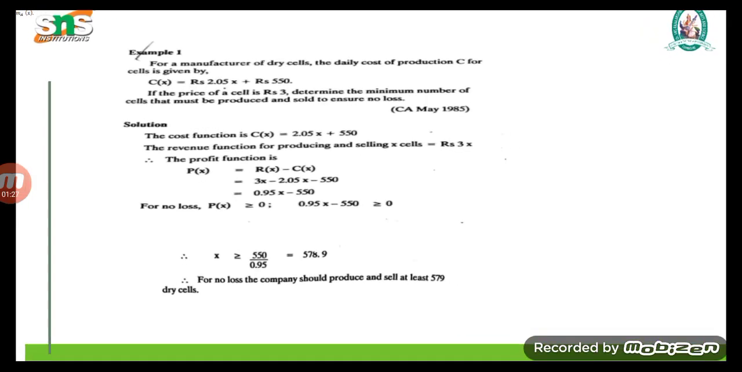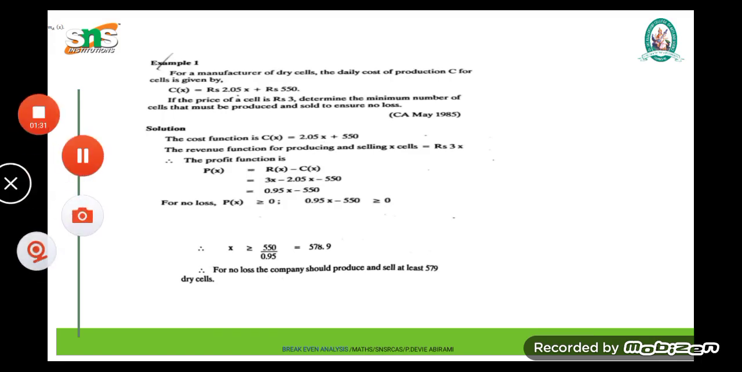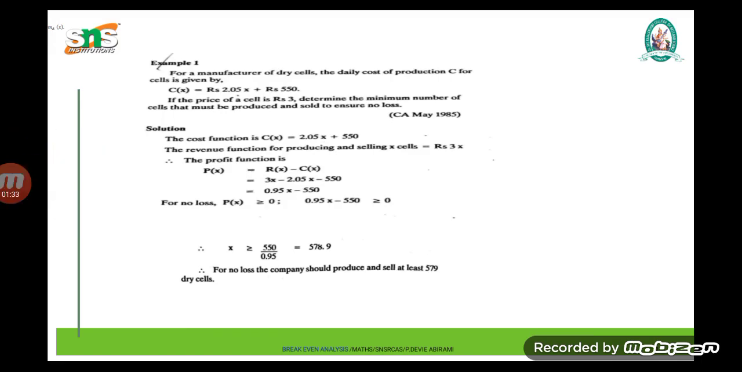My first problem is: for a manufacturer of a dry cell, the daily cost of production C for a cell is given by C of x is equal to rupees 2.05x plus rupees 550. If the price of a cell is rupees 3, determine the minimum number of cells that must be produced and sold to ensure no loss.